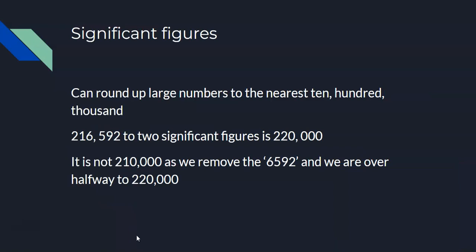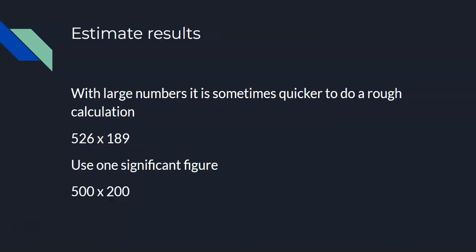With significant figures, you can round large numbers up to the nearest 10, 100 or 1,000. So if it gave you this number in the exam, 216,592, and wanted you to write it to 2 significant figures, you would go to 220,000. Now it's not 210 because we're above halfway to that 220,000. So we try and use those first 2 numbers if it asks you to write it to 2 significant figures.